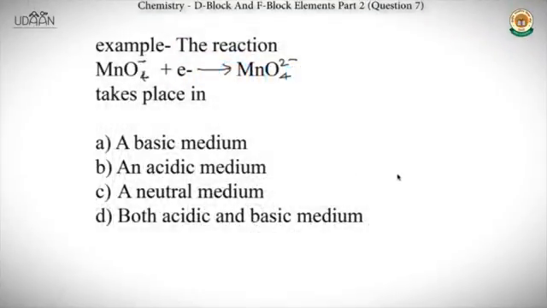In this question, we have to find the medium of the given reaction, that is MnO4- plus an electron goes into MnO4 2-. This reaction takes place in a strong basic medium. So the answer is A. Okay, let's move on to the next question.